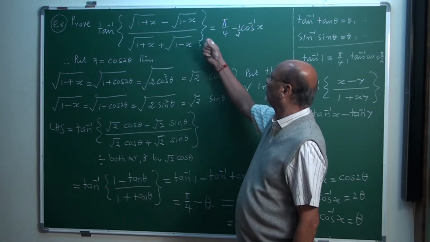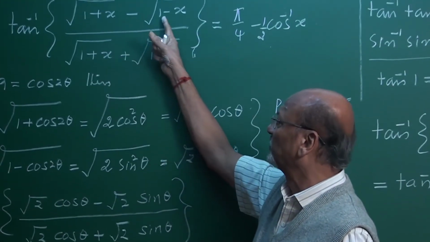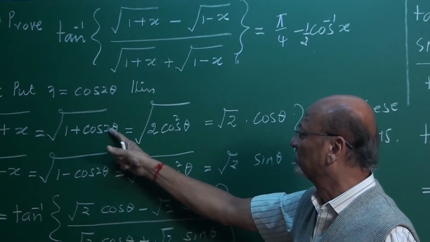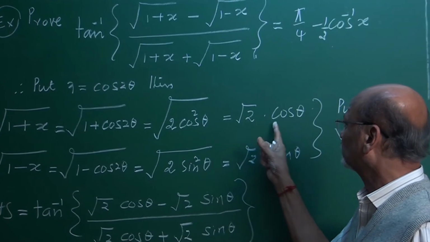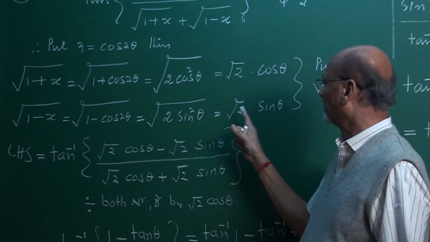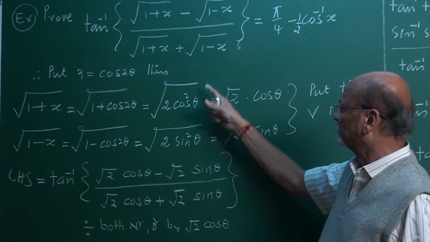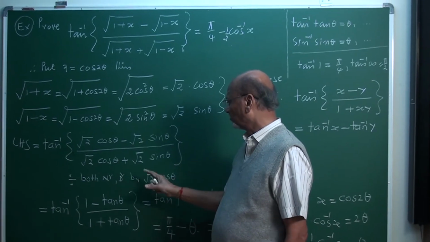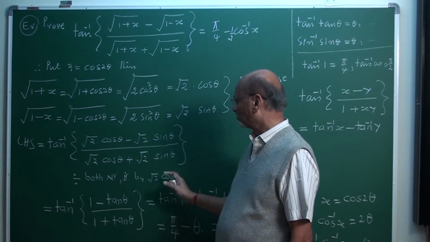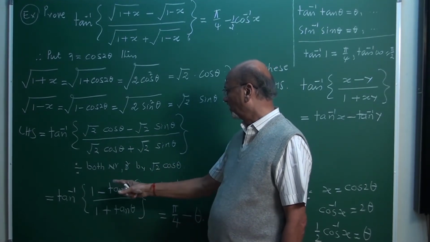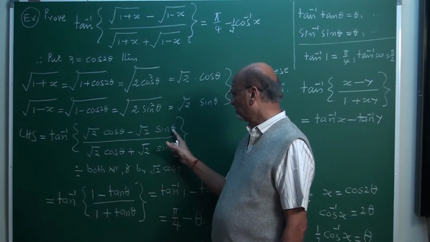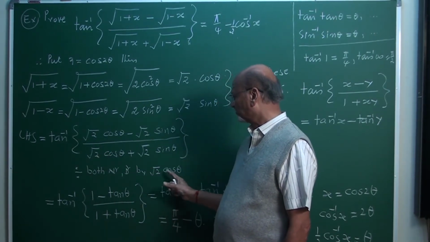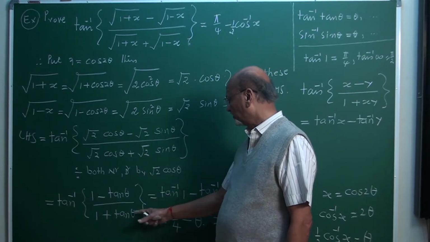You have to prove this equal to this. I told you, in this expression, put x equal to cos 2 theta, then find the value: root of 1 plus x, 1 plus cos 2 theta is 2 cos square, square root, minus 2 sin square, square root. LHS, substitute these values. Divide both numerator and denominator of this bracket, no need to write, by root 2 cos theta. Understood? This divided by this, 1 minus, root 2 cancels, sin theta upon cos theta is tan. Again, the entire thing cancels with this. Root 2 cancels, sin theta upon cos theta is tan theta.